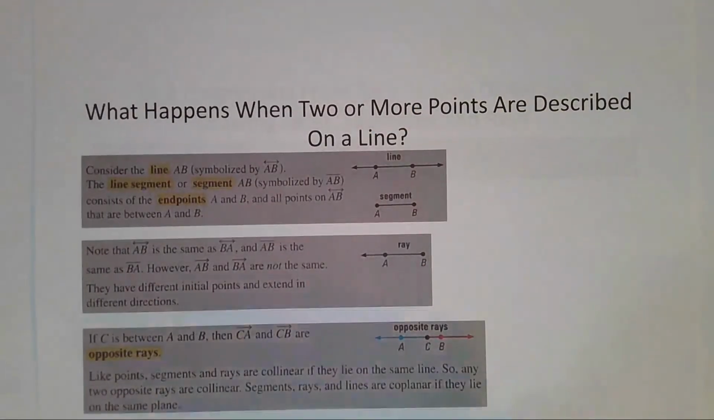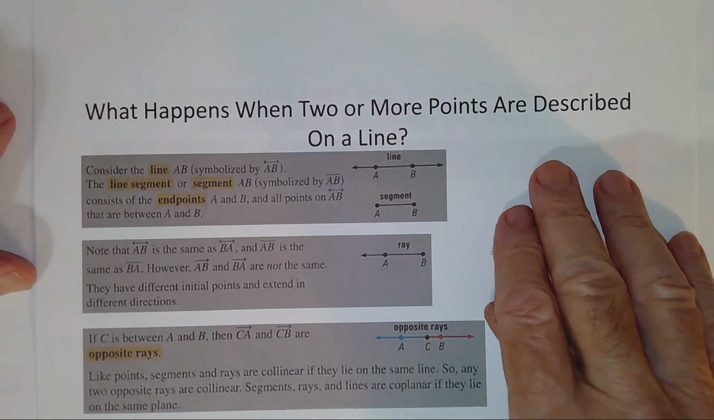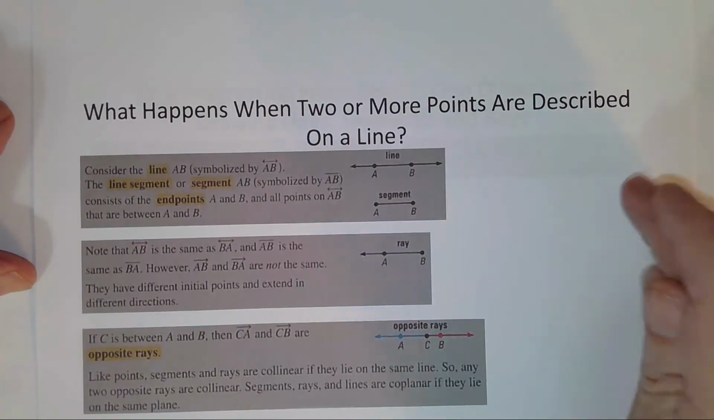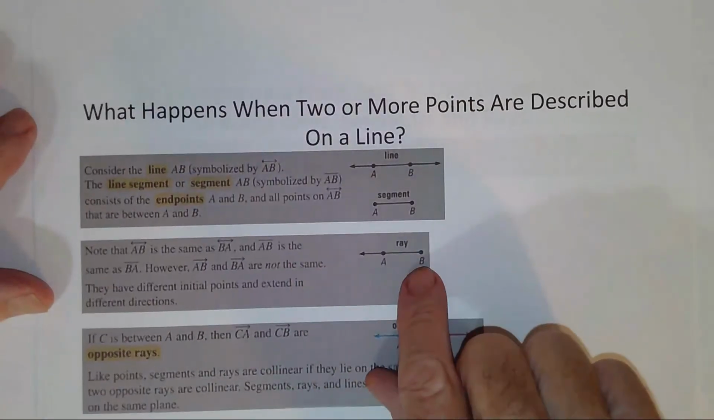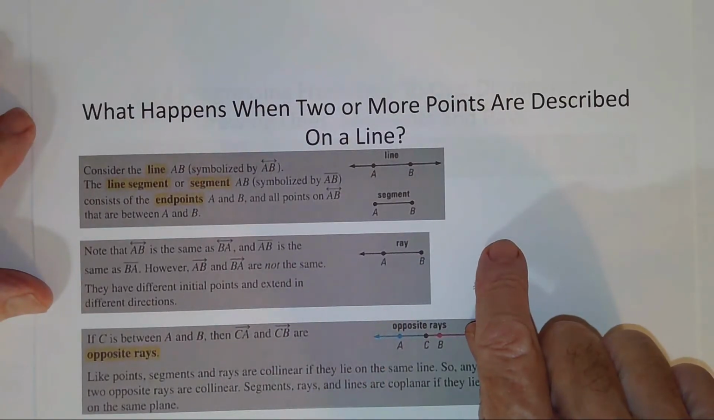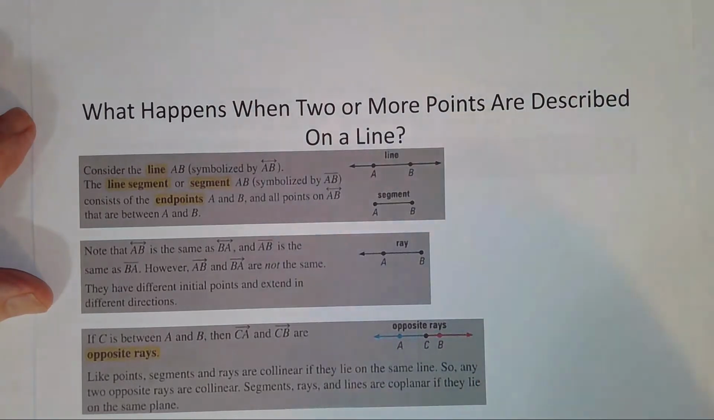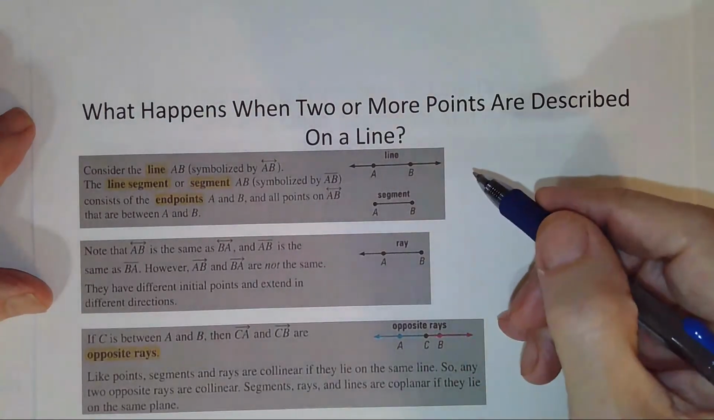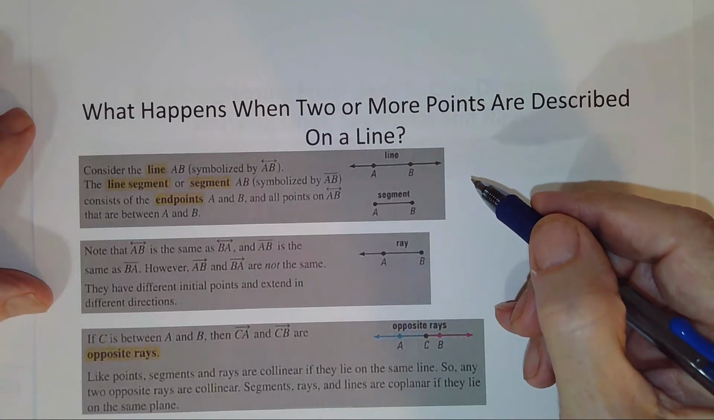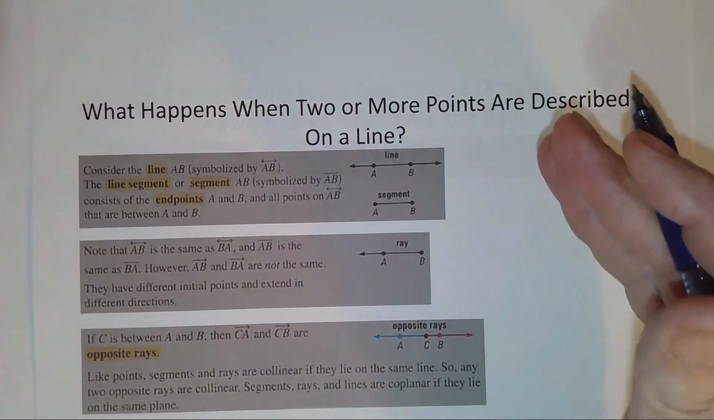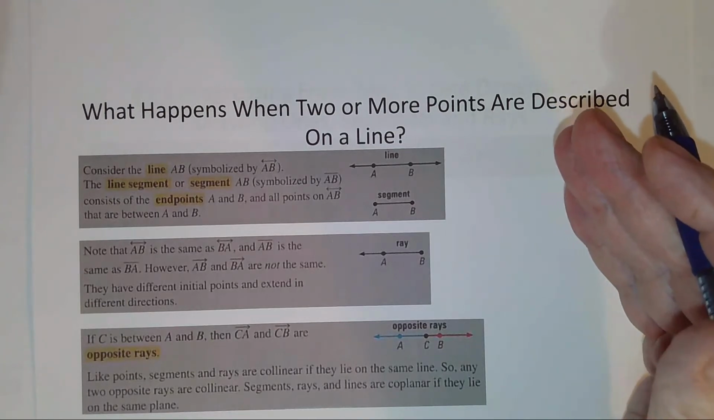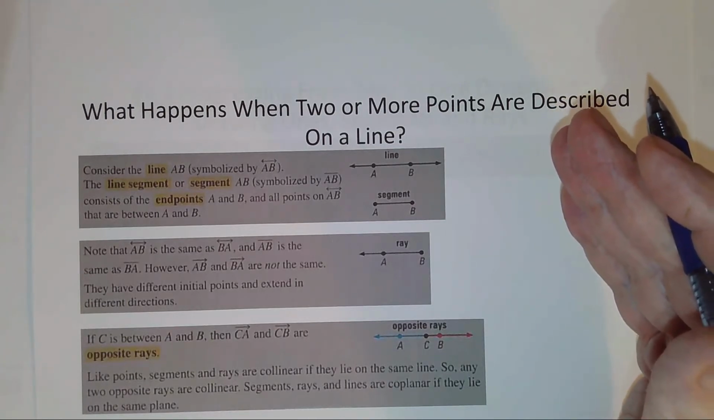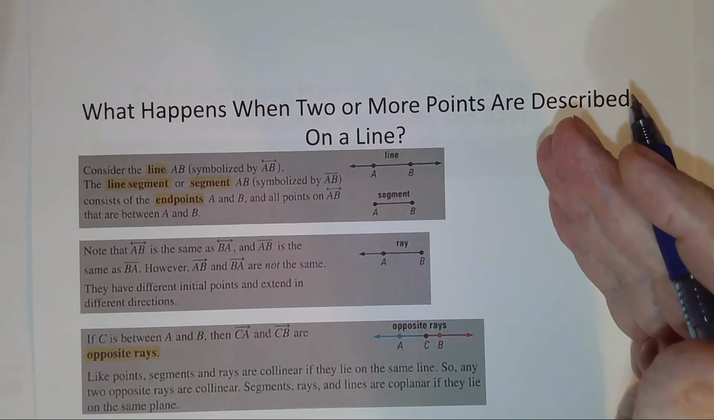Now, what happens when 2 or more points are described on a line? So here what we're going to be looking at is how you describe them such that somebody else, when you give them the description of whatever point or line segment you're looking at, they'll understand which one you're talking about.